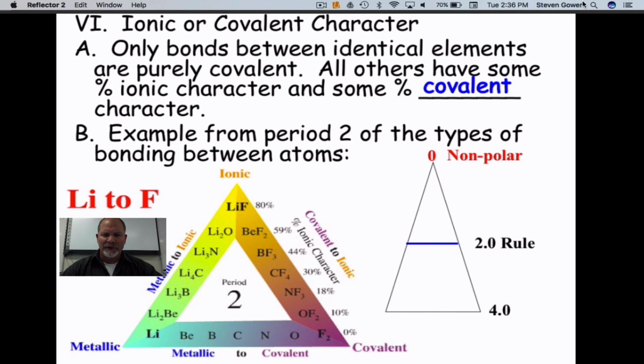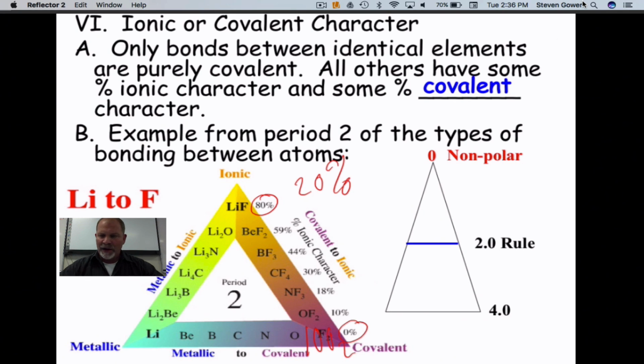We have a table here. If I see this, I am 0% ionic, but once I get to 80% ionic, I'm still going to be 20% covalent in this situation. So the only time you're ever 100% is when you're 100% covalent and 0% ionic.